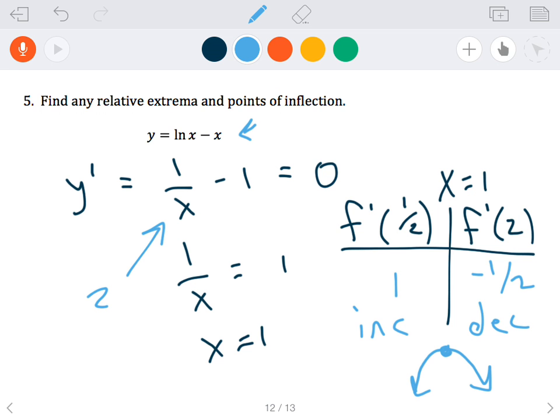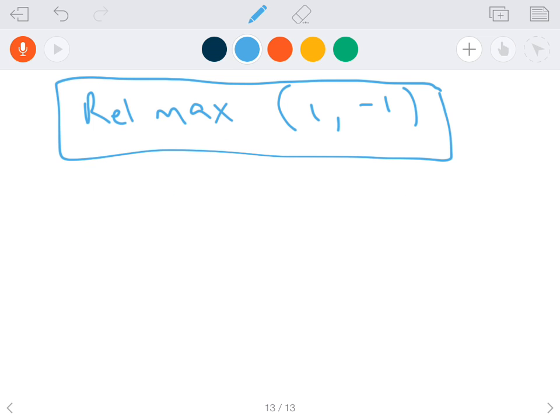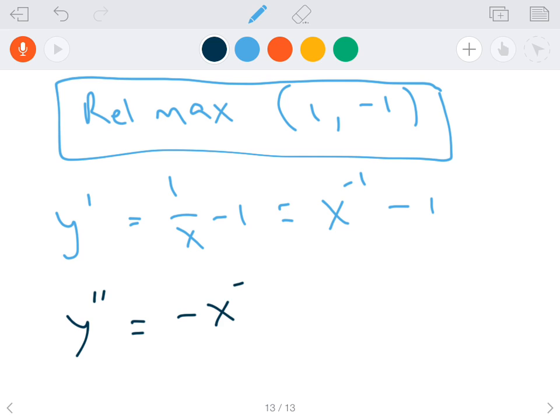Now the question also asks for any points of inflection. I know that is where the second derivative is equal to 0. So I'm going to start with my first derivative. y prime equals 1 over x minus 1. And I want to take its derivative, so I'm going to rewrite this as x to the negative 1 minus 1, so I can do my power rule. And so my second derivative will be negative x to the negative 2 minus 0.